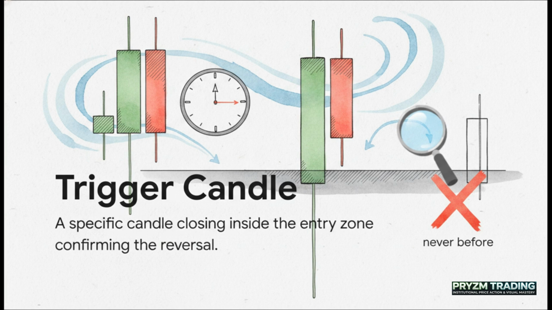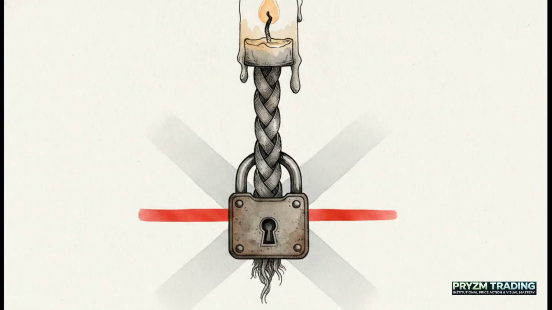But here is the absolute most important part. You must wait for the candle to definitively close. Seriously, an open candle can look like a totally perfect trigger, and then, bam, it completely reverses in the final 10 seconds. You enter on the close. Never before. Step 6. The stop loss.